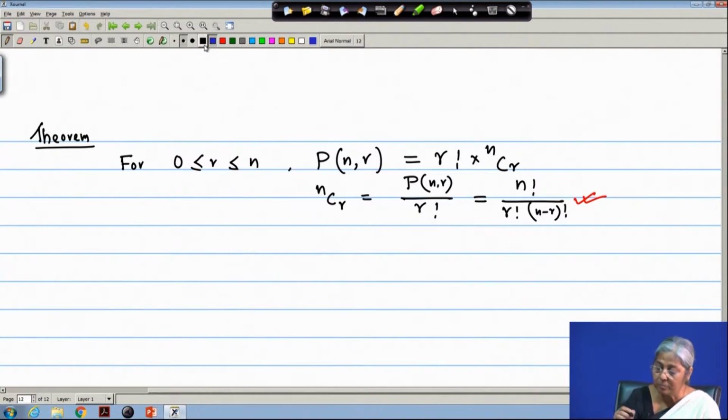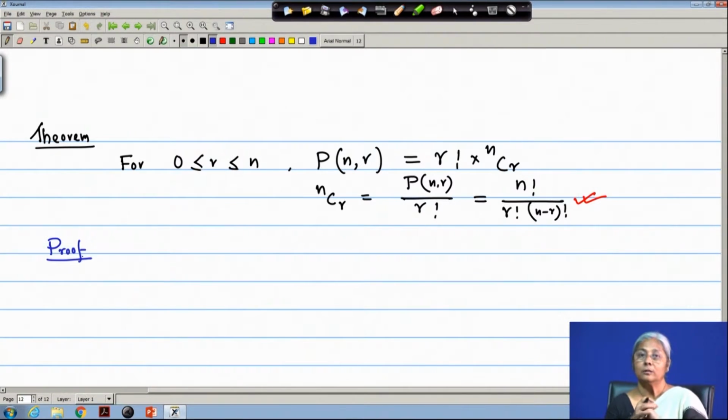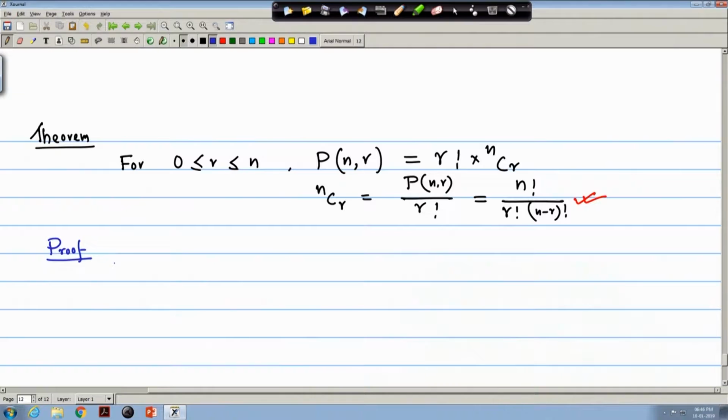Now, how do we prove this? See, we know the R permutation of n elements is an ordered arrangement or ordered selection. So, we start with the ordered selection and see how we can make it. So, let S be an n element set.